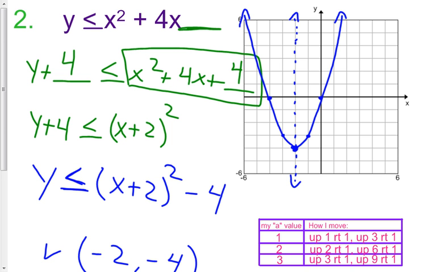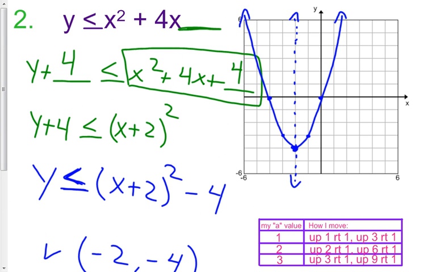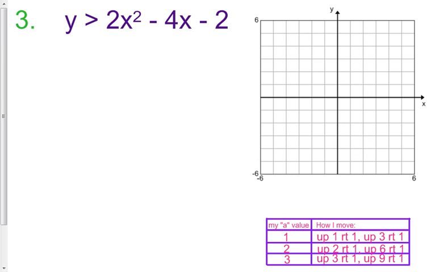And then we have to use our appropriate shading. On this particular one, because it is less than, I'm going to shade everything below the parabola. So starting at my vertex, I'm just going to go below, and then I'm just going to follow this parabola. I'm going to shade all of this. Likewise on this side.